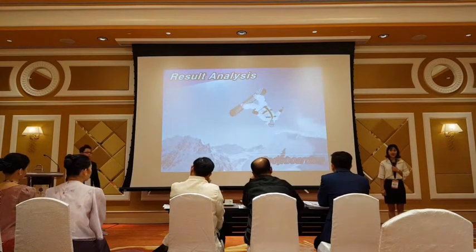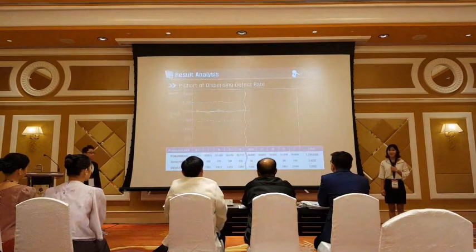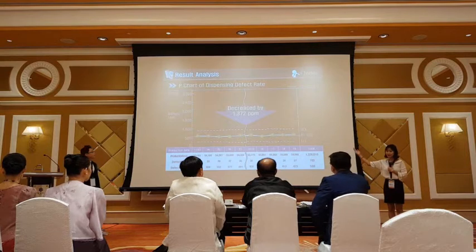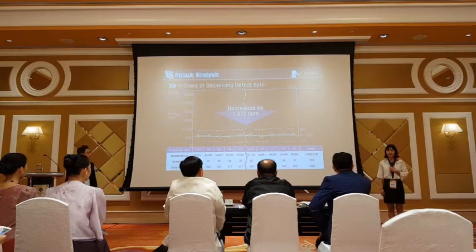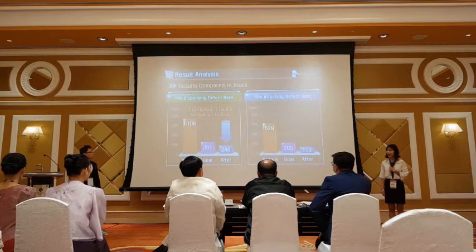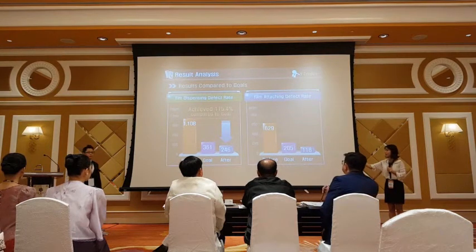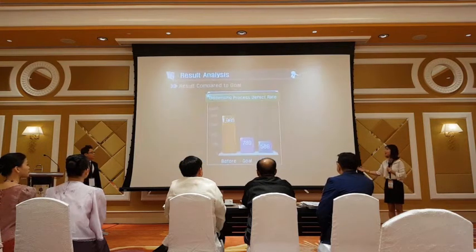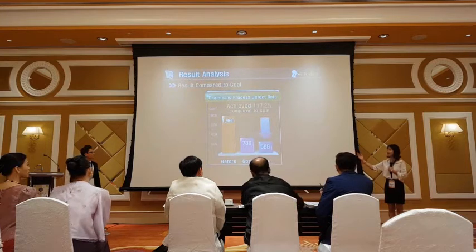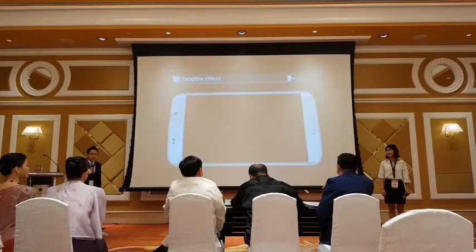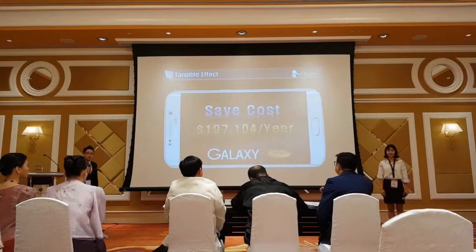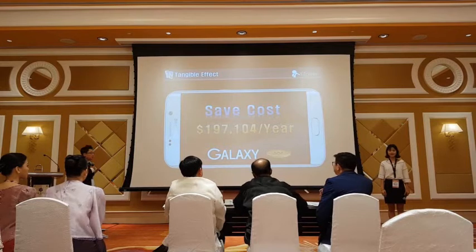Next, result analysis. After checking the chart of dispensing defect rate compared to before the implementation, 1372 pipette has reduced. As a result, we achieved our goal by 150.4% in dispensing team, 120.5% in offensive clean, and 117.2% in dispensing process. As a tangible effect, we can save about $200,000 from saving cost minus investment cost.